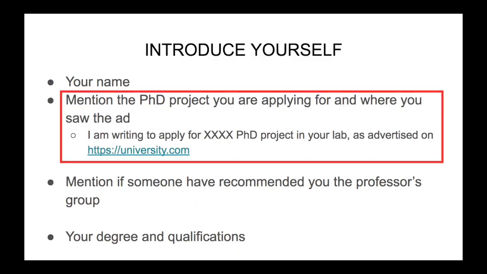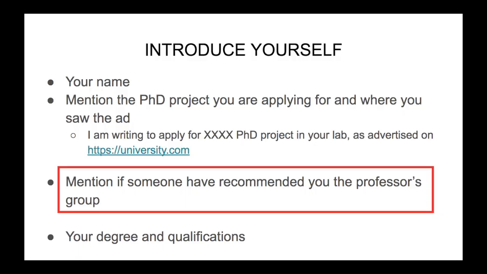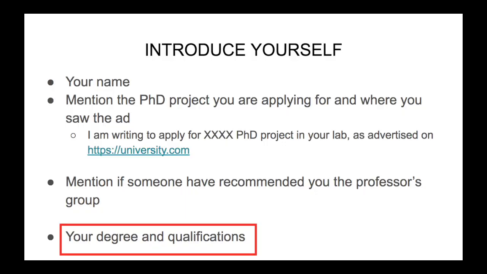In the first paragraph of your cover letter, you should introduce yourself. Write your name and mention the name of the project you are applying for and where you saw the ad. It can be something like, "I'm writing to apply for that PhD project in your lab as advertised on that website." Here you should mention if someone has recommended the professor's group to you. So let's say one of the professors from your university recommended this group to apply for, so you can write it here. In this paragraph, you should also write about your degree and qualifications.